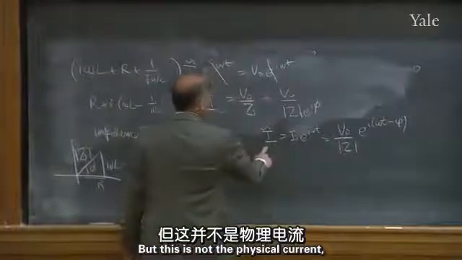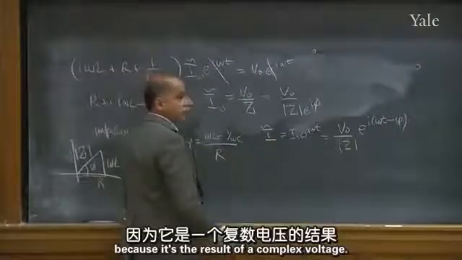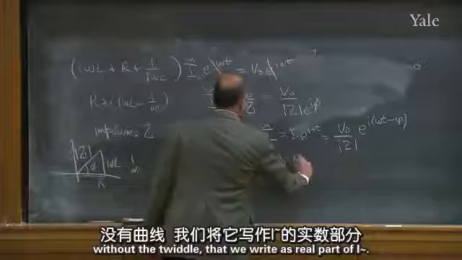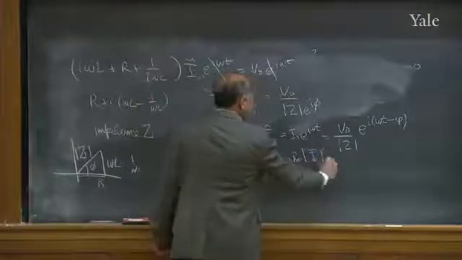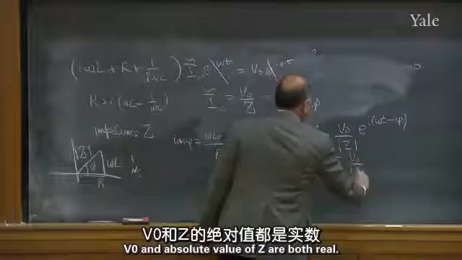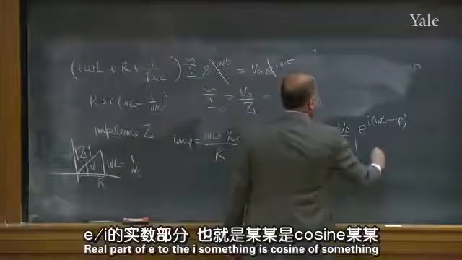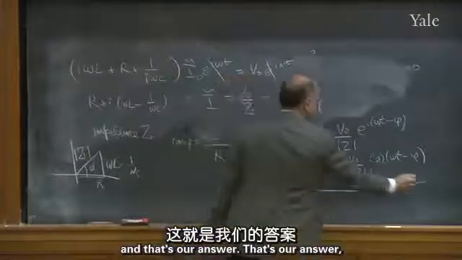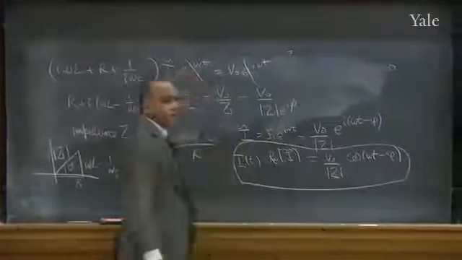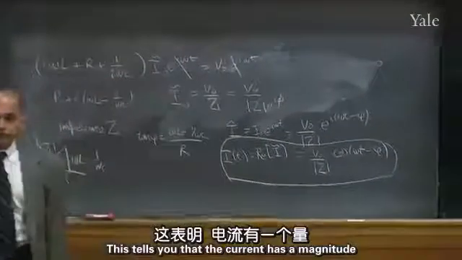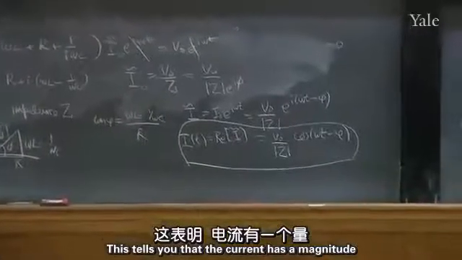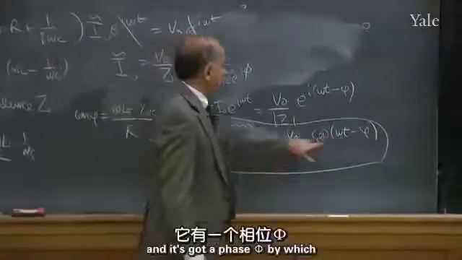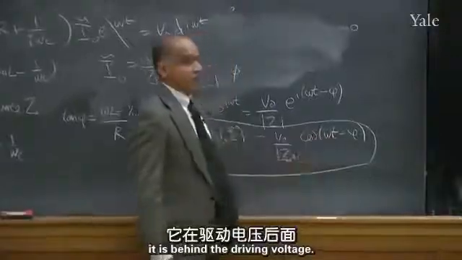But this is not the physical current, because it's the result of a complex voltage. The physical current is the real part of this, without the twiddle, that we write as the real part of Ĩ. Where do I get the real part? V0 and the absolute value of Z are both real. The real part of e to the i something is cosine of something. And that's the final answer you get. This tells you that the current has a magnitude, which is V0 over the absolute value of Z, and it's got a phase φ by which it is behind the driving voltage.